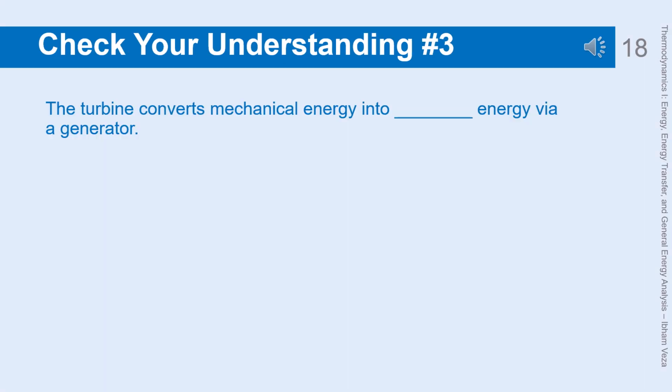Check your understanding number 3. This question emphasizes the energy conversion chain from mechanical to electrical. The turbine does not produce electricity directly, but through a generator. This clarifies the role of each component in a power system. This understanding is important for efficiency analysis. Each conversion stage always involves some energy losses.